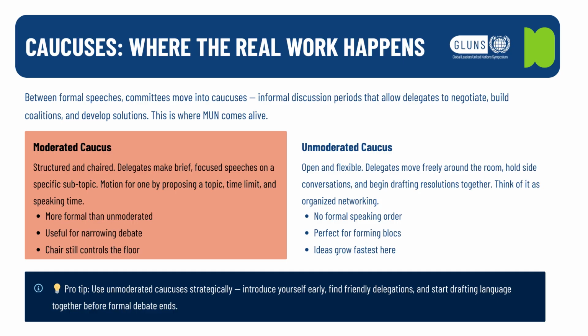Okay? An unmoderated caucus, however, is where the actual diplomacy happens. No formal structure. Delegates move around the room, they talk to each other, form alliances, and start drafting. The phrasing, the delegation of dash country, motions for an unmoderated caucus for X minutes. So make sure you follow such framing when you're making your points.